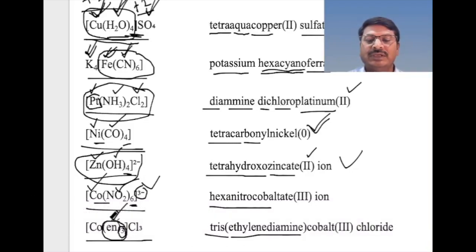So first you are writing the ligand name, tris ethylenediamine. en is nothing but ethylenediamine, cobalt, because it is a positive charge complex. The oxidation state of the cobalt is 3. So tris(ethylenediamine)cobalt(III), and the counter ion is chloride. We are writing it as chloride. So tris(ethylenediamine)cobalt(III) chloride. Thank you.